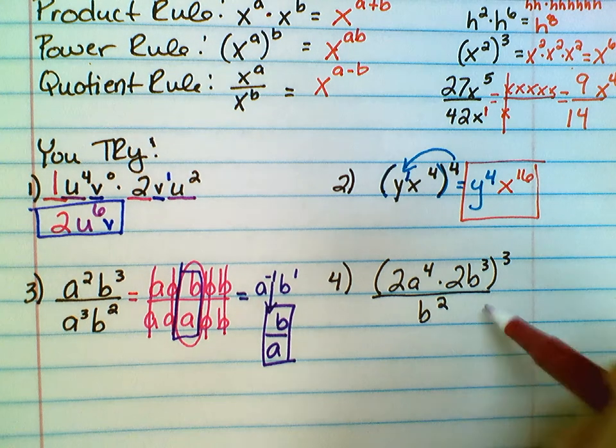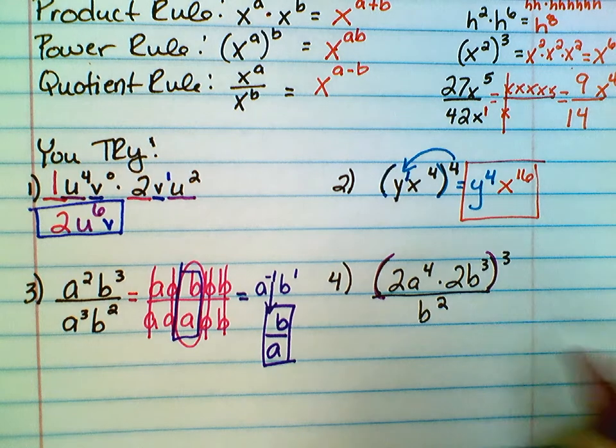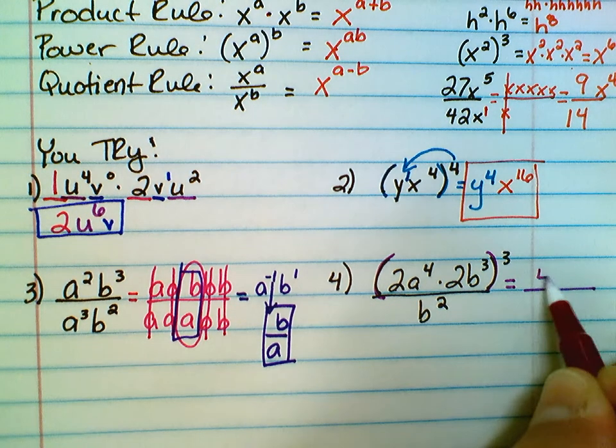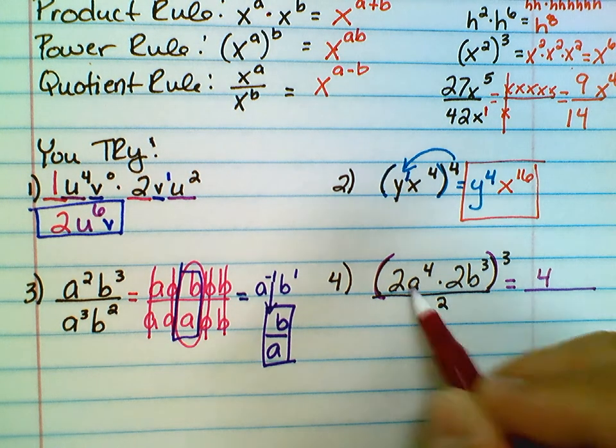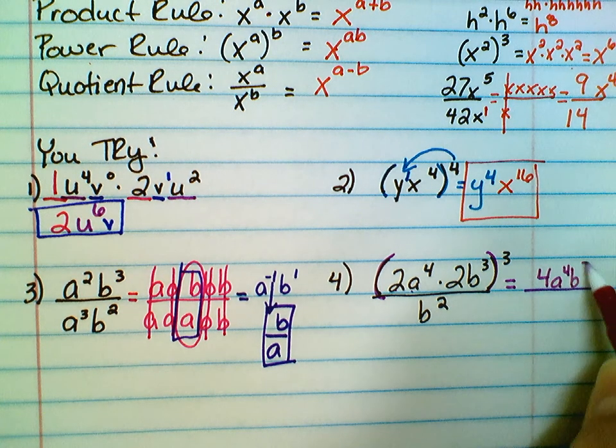Okay, number 4 has everything in it. So the first thing I need to do is simplify what's inside parentheses. So 2 times 2 is 4. A to the 4th, there's no other A to the 4th, so it stays A to the 4th. B to the 3rd, I'll just rewrite that.